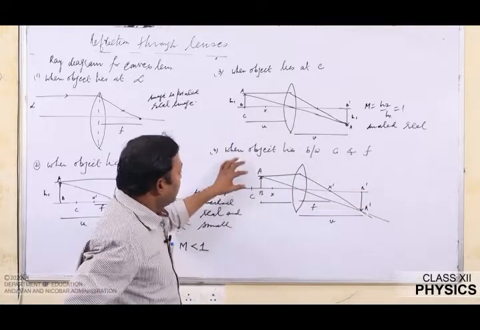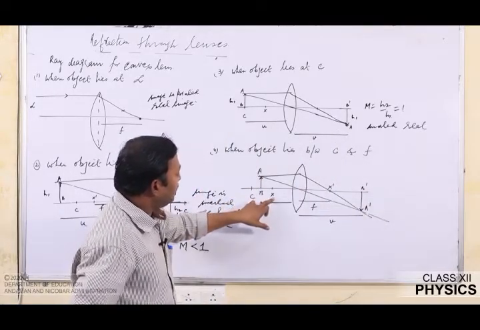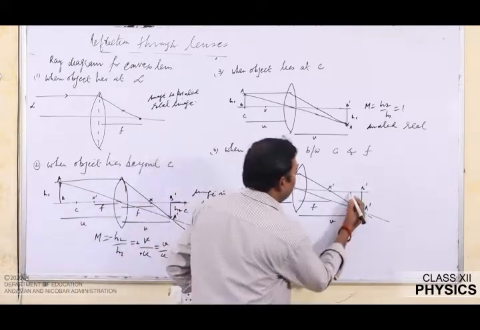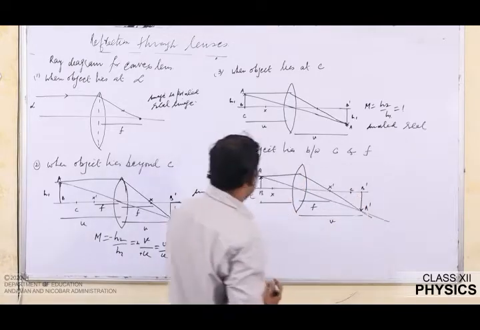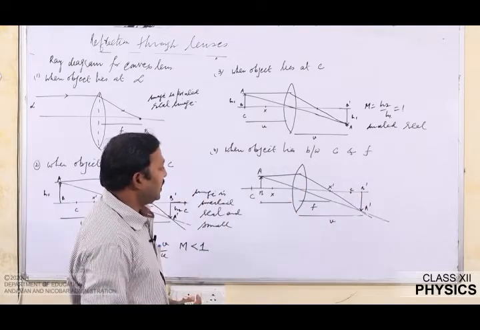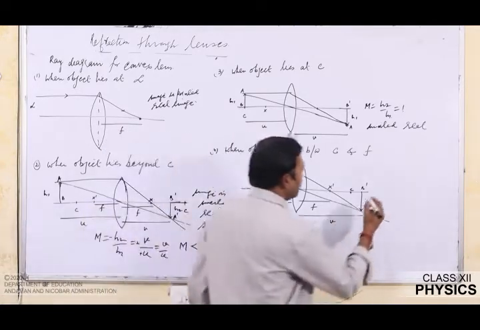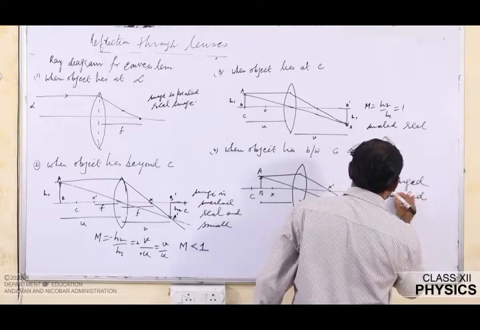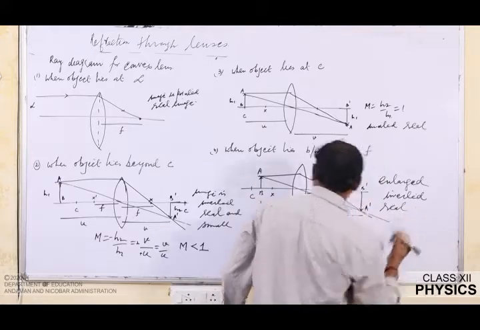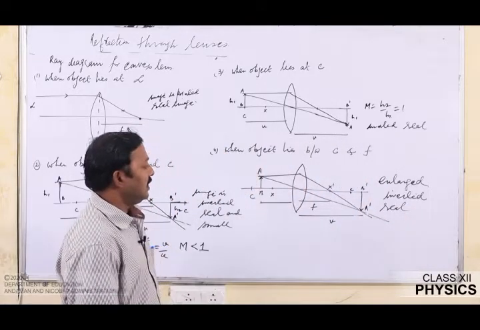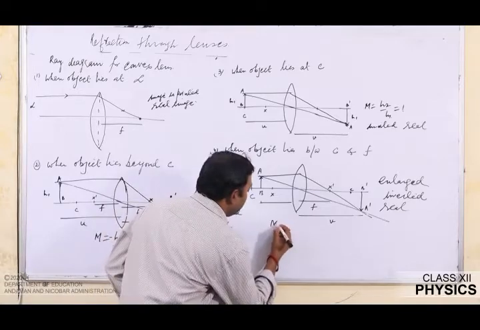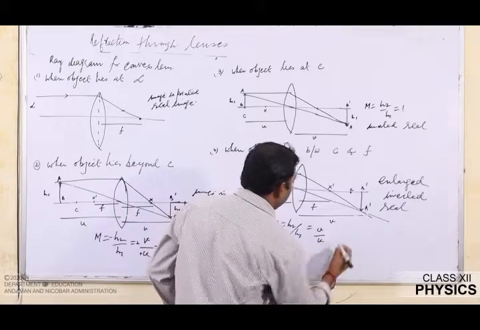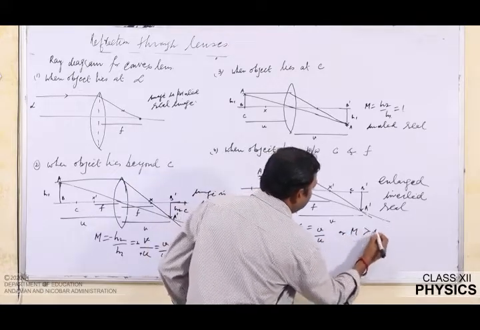In the next case, the object is placed between center and focus point. Here in this case, we get the image formation beyond C on the other side, and the image is enlarged, that is larger than the size of the object. We get an enlarged, inverted and real image. So, here in this case we get the image as enlarged, real and inverted, and the magnification here is given by h2 divided by h1, which is equal to v divided by u, or m is greater than 1.